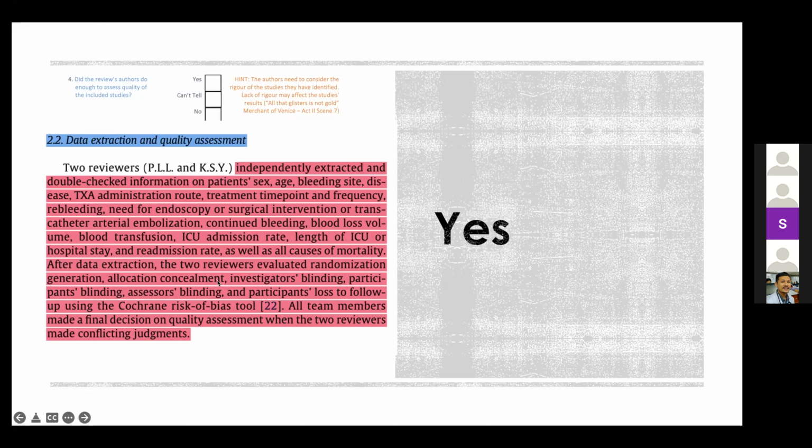Even they looked at randomization generation, allocation concealment, blinding the investigator, blinding the participants. So I was not clear about whether they have blinded the participant or not, because this is the paper and definitely this is a randomized controlled trial. So I think there is some bias regarding the participant blinding. Otherwise, they have done everything in this case as well. So I think for the quality assessment, they have done a very good job in this one.